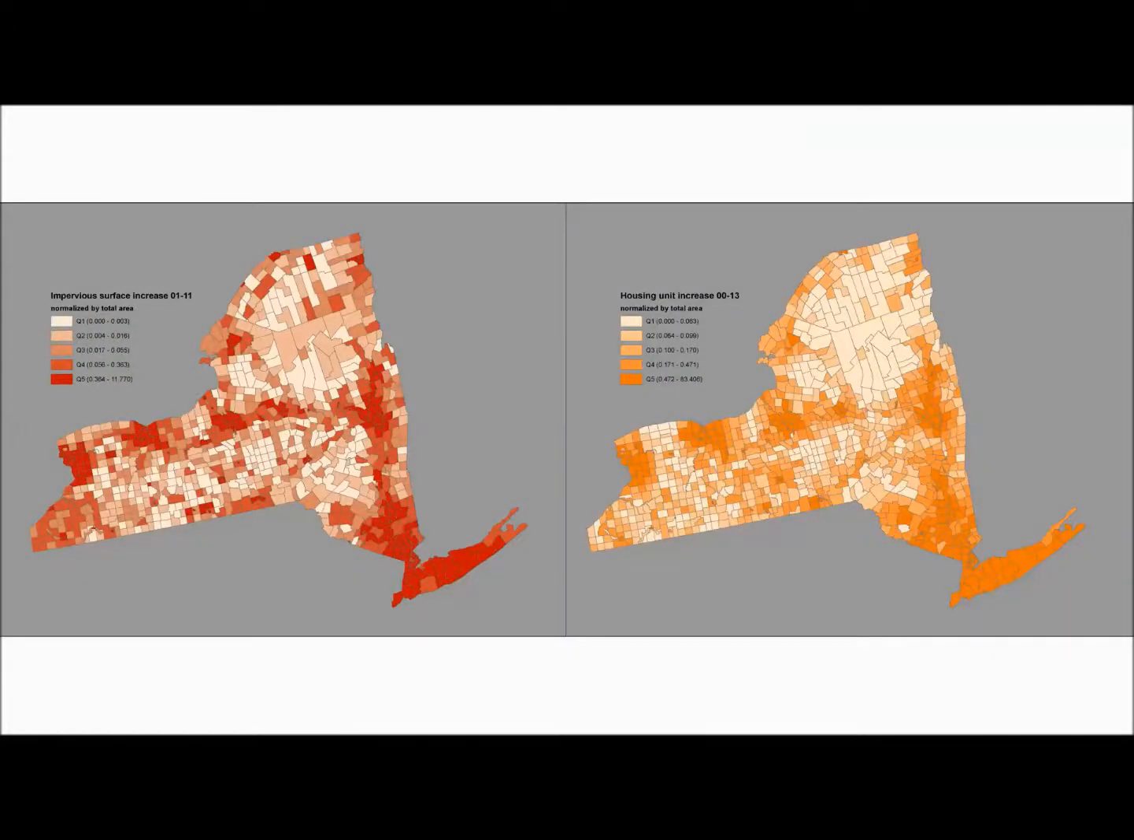We also need to realize this is happening in New York. These are two maps showing the changes to impervious surfaces from 2001 to 2011 on the left in New York State, as well as the increases in housing units from 2000 to 2013 on the right. So even New York is not immune to losses of forest and conversion.